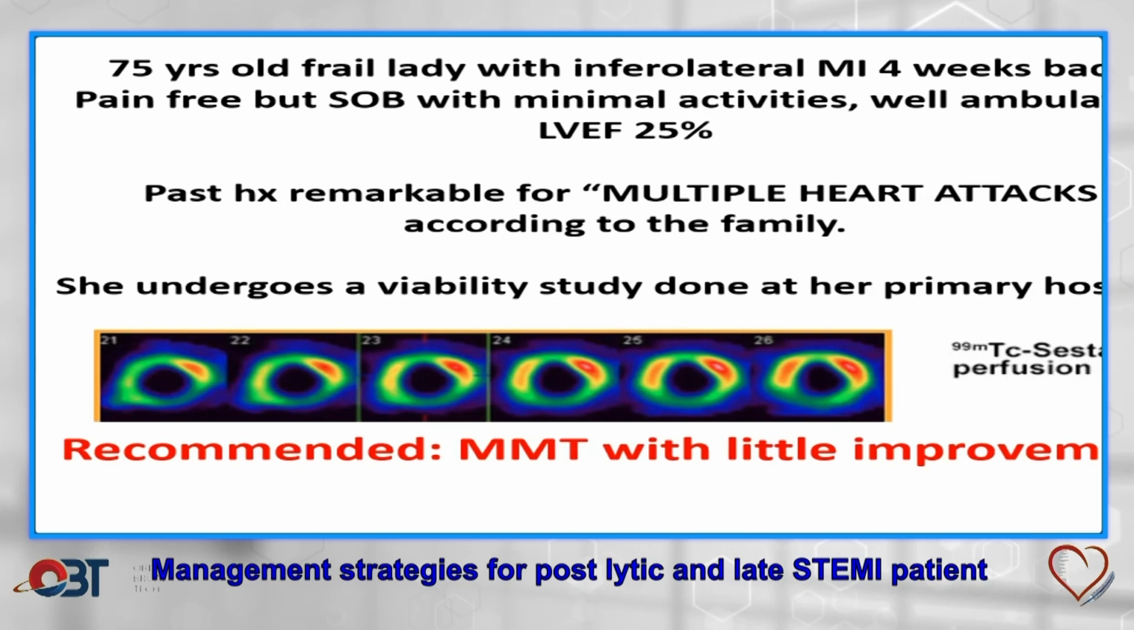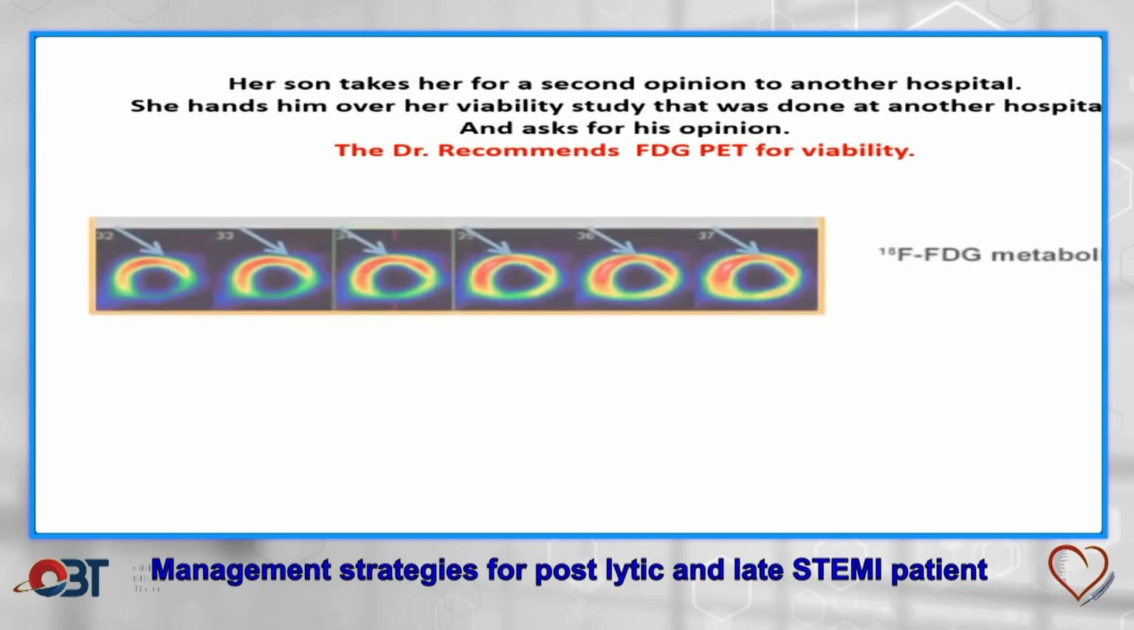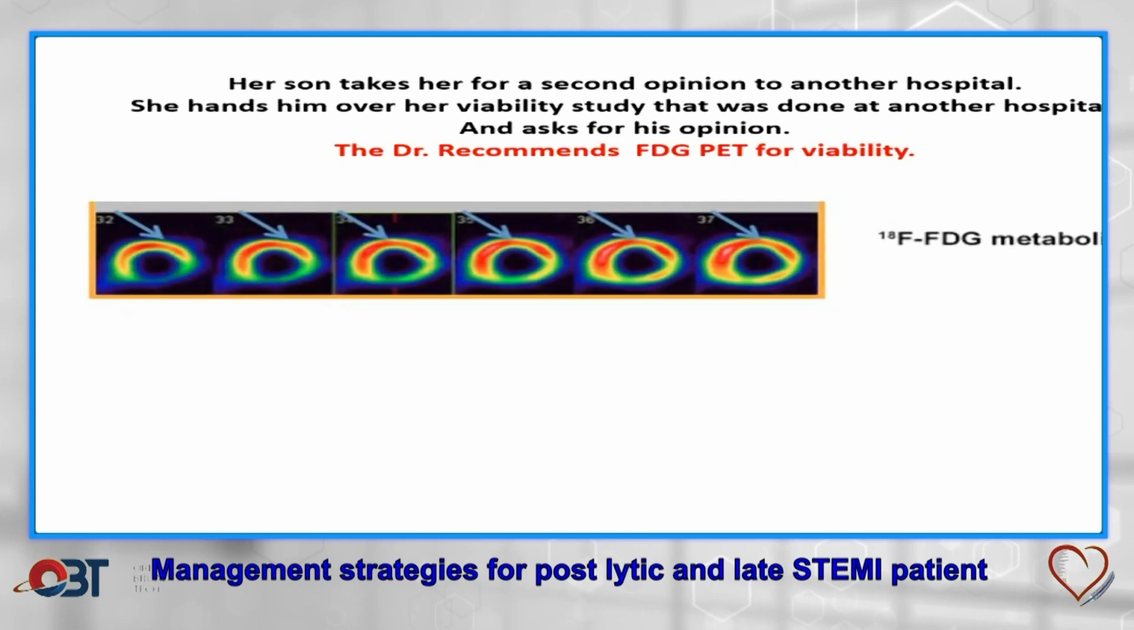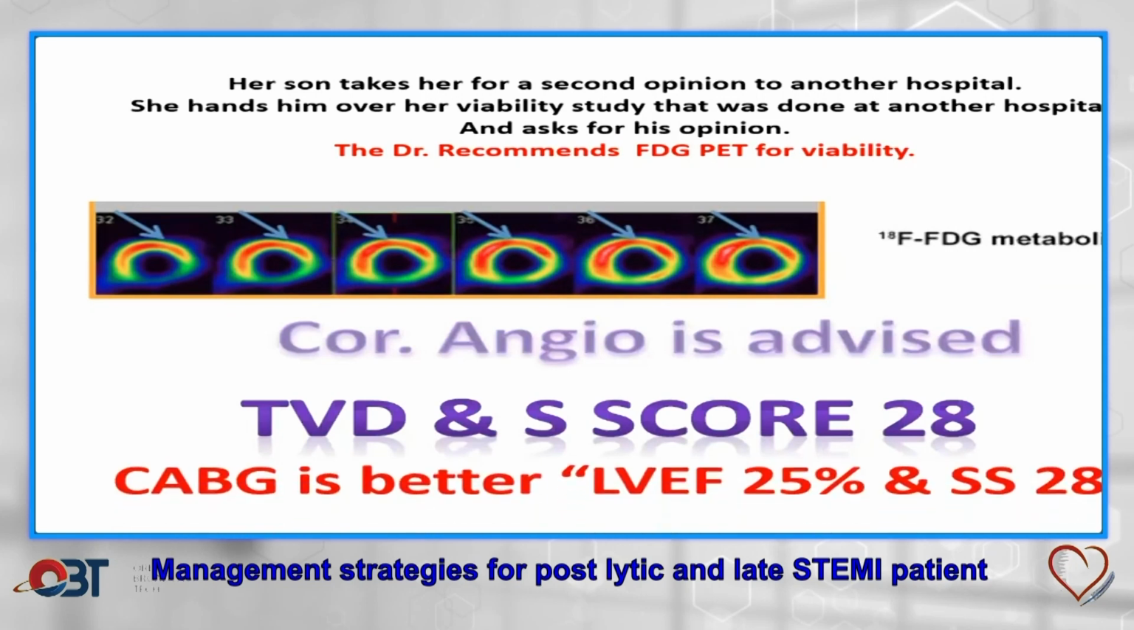This is a typical example. These folks present to different doctors and get different opinions. So the son takes the patient to another doctor, and they say, well, we need a better test for it. So they perform an FDG PET, and viability is better. So they get an angiogram, and triple vessel disease is diagnosed with SYNTAX 28. So this physician asked them to have a CABG.